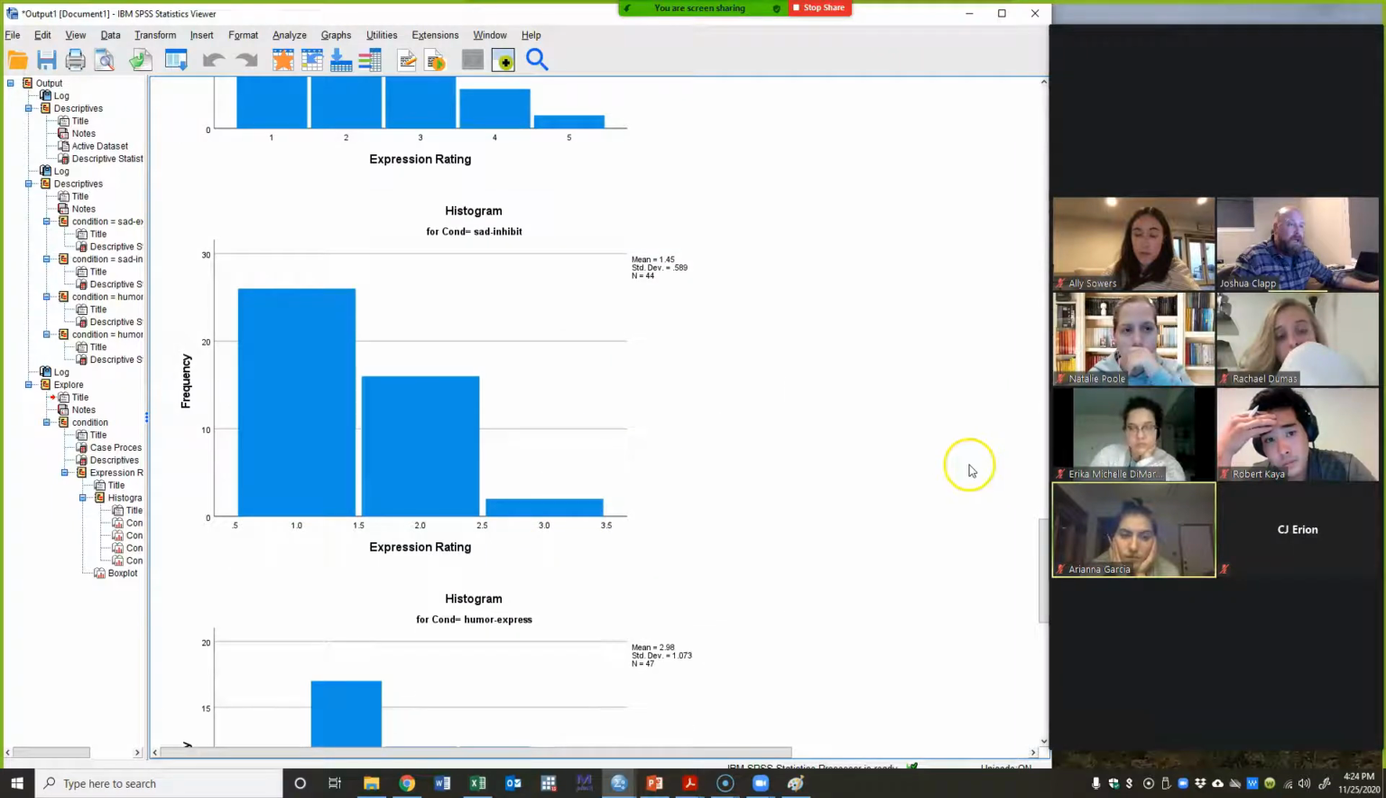Down here we're looking at my sadness inhibit, okay? So these are the folks who are watching the same film as the last group, but they were told to inhibit all emotion, right? Rachel, you had said we're seeing some restricted range going on here. What are we seeing in this graph?